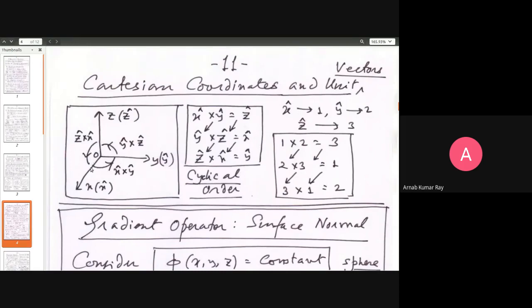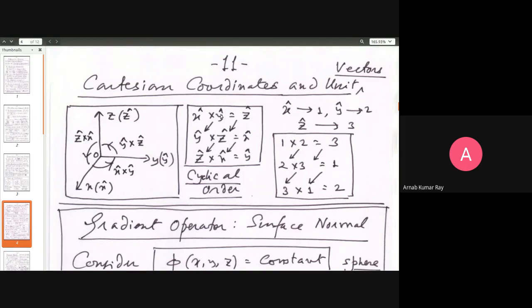So when you say x cap cross y cap, they're all unit vectors. X cap, the first vector swept onto the second vector, will give you the third vector. 1 cross 2 is equal to 3. X cap is 1, y cap is 2, z cap is 3. 1 cross 2 is equal to 3.